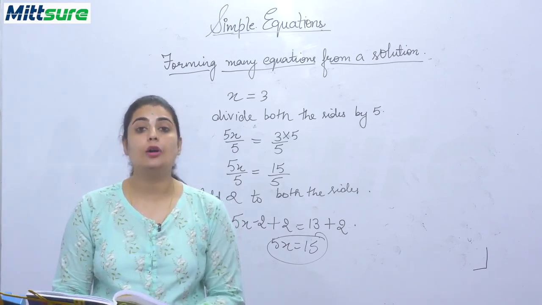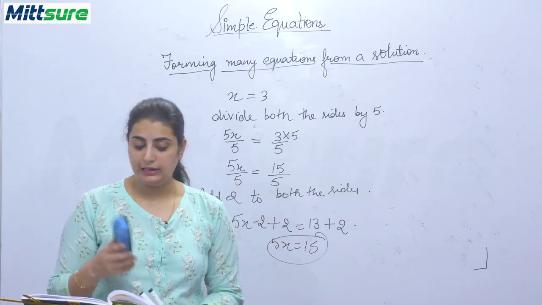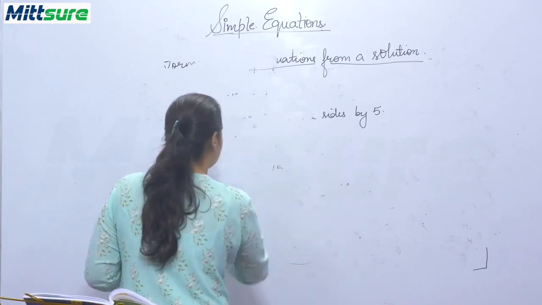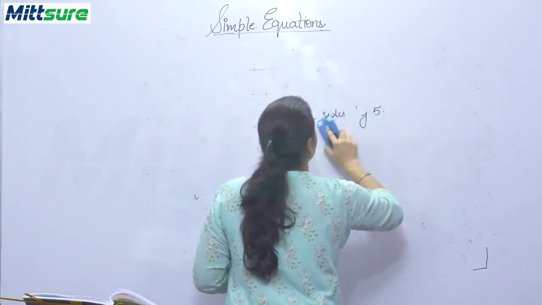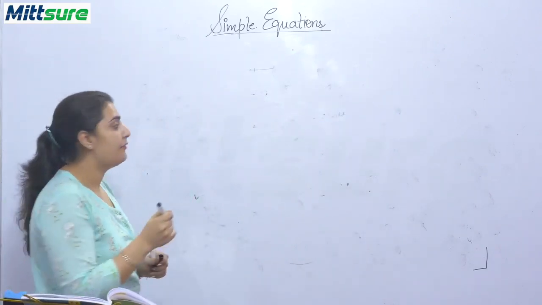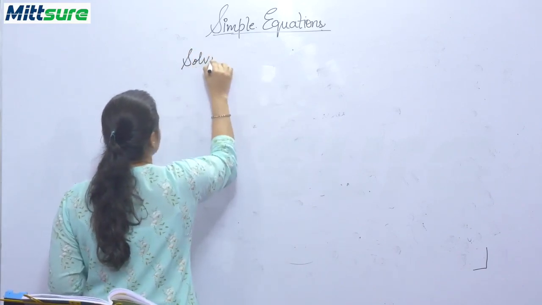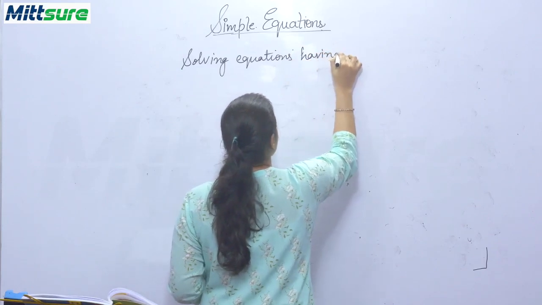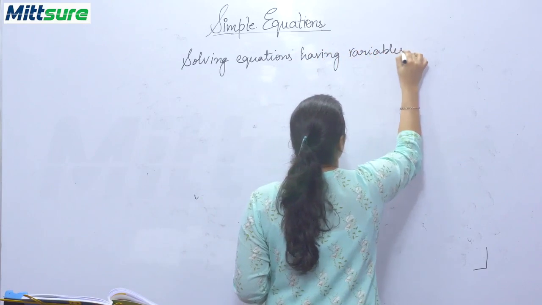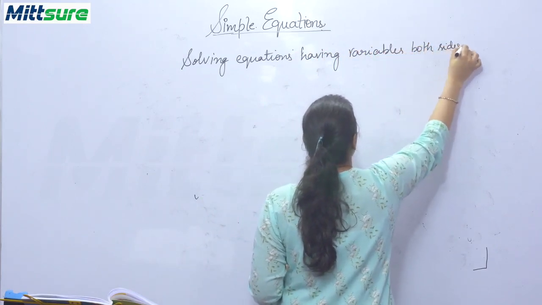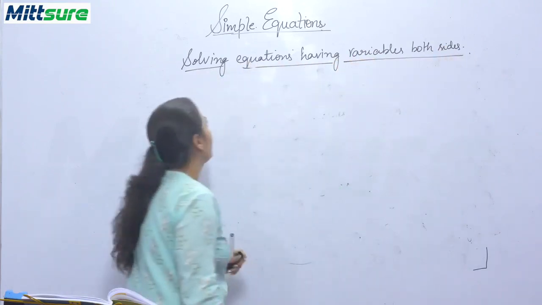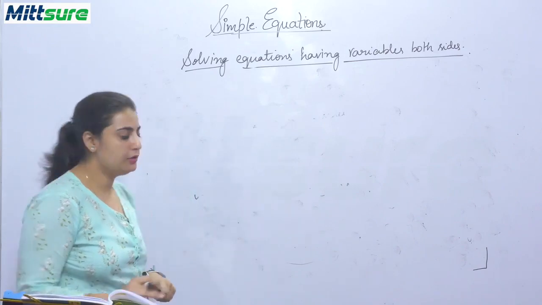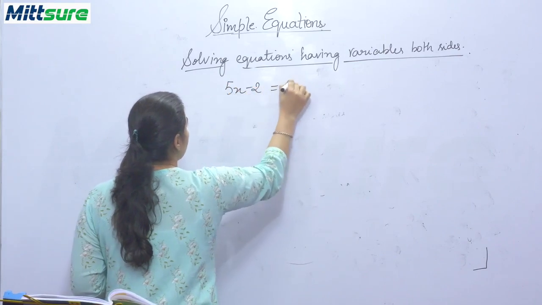Now the next is, suppose we have a variable on both the sides of the equation, in that case what are we going to do? How will we solve the equation? Solving equations having variables on both sides. Now let us take one example for that. The equation is 5x minus 2 equals to 3x minus 4.